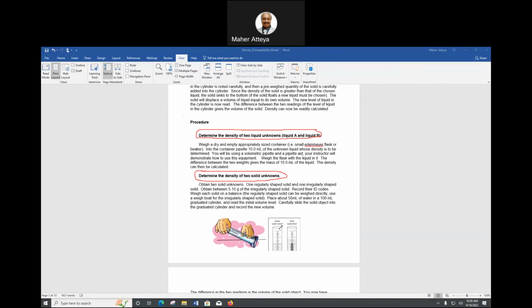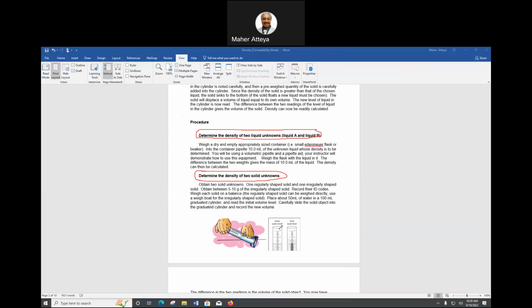So 40 minus 35, how much? 5. So I know the mass of this, and the level went from 35 to 40. This is final minus initial, 40 minus 35, 5. So the density will be the mass of this divided by 5, the volume of this cylinder. You got that? This is regular, this is a cylinder. So you will do the same thing with the irregular one.